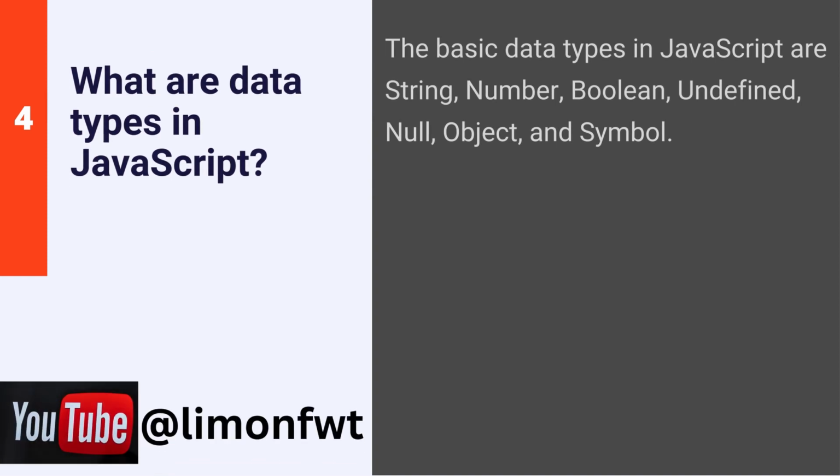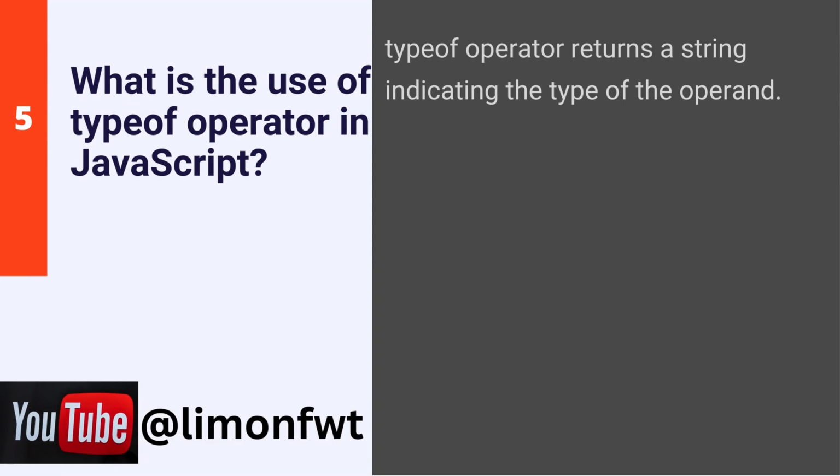What are data types in JavaScript? The basic data types in JavaScript are string, number, boolean, undefined, null, object, and symbol. What is the use of typeof operator in JavaScript? Typeof operator returns a string indicating the type of the operand.